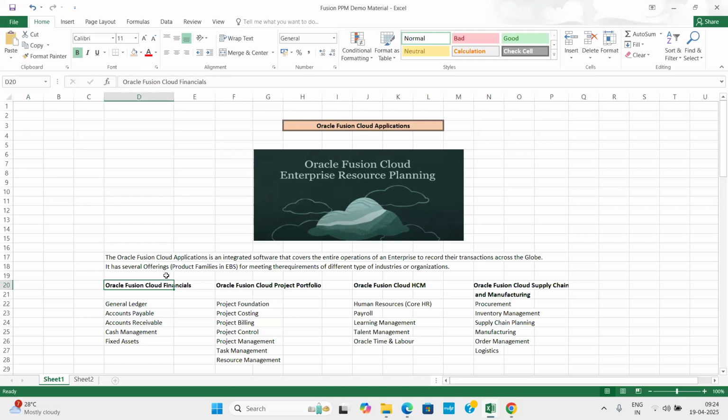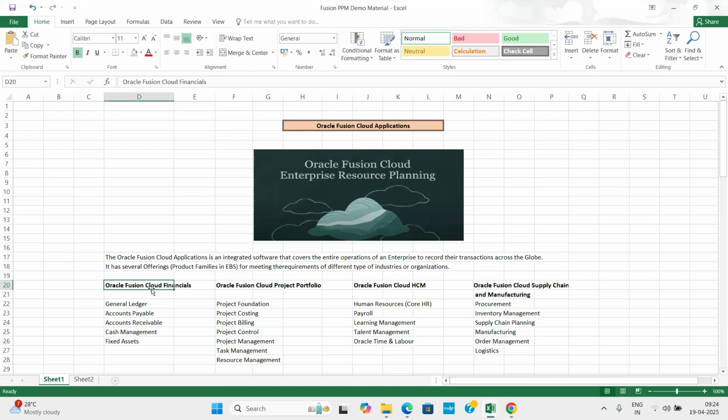Like Oracle Financials, Projects for project accounting previously, Oracle HCM, and supply chain was also there, manufacturing was separate. Like this, we had different product families, as we called them in E-Business Suite. But now we are calling them offerings. One offering will have some particular applications, a group of applications.